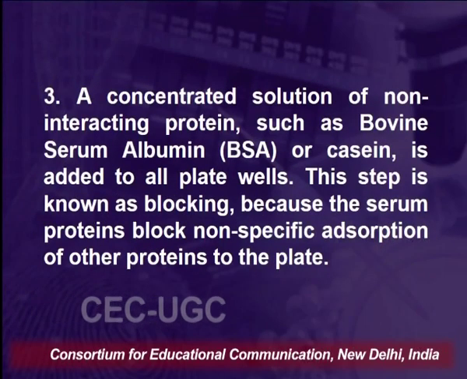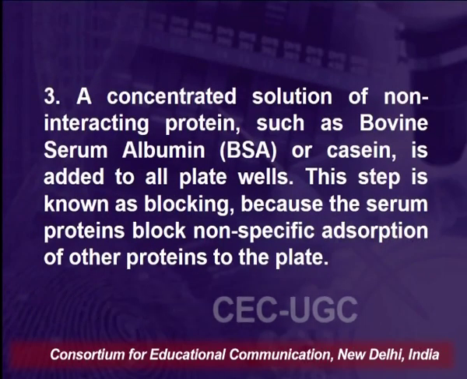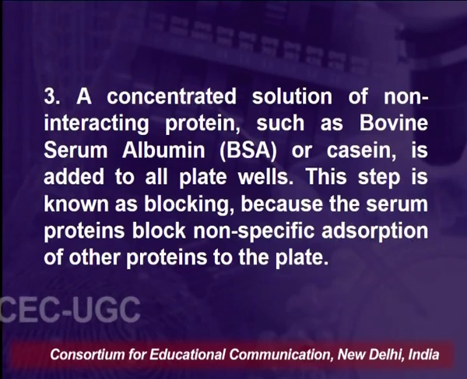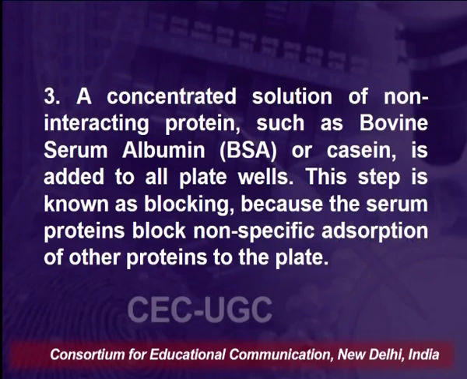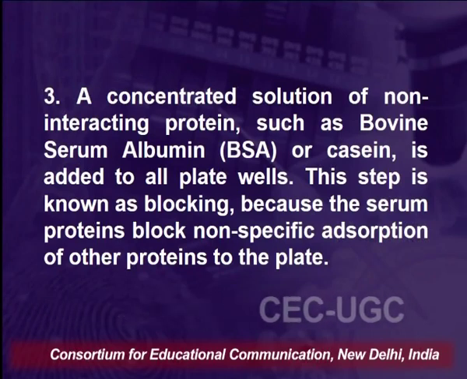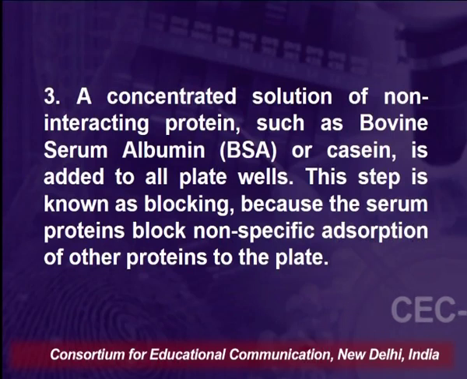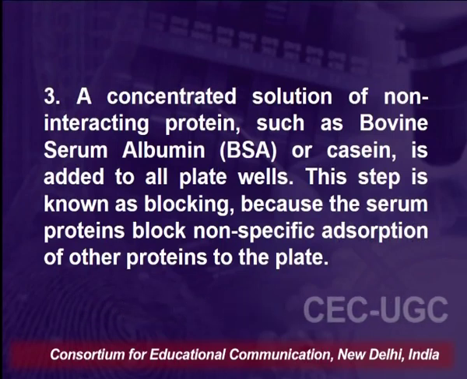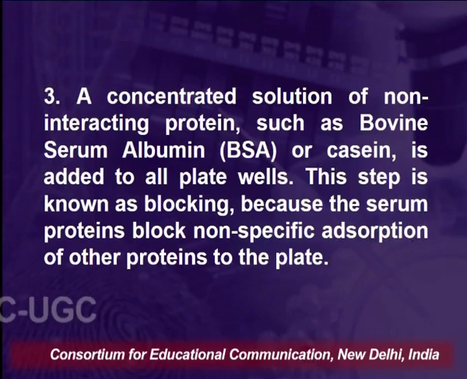Now, a concentrated solution of non-interacting protein such as bovine serum albumin, that is BSA, or casein is added to all the plate wells. This step is known as blocking because the serum proteins block non-specific adsorption of other proteins to the plate. So, this is indirect ELISA where first the antigen is being added and then antibodies are being added.